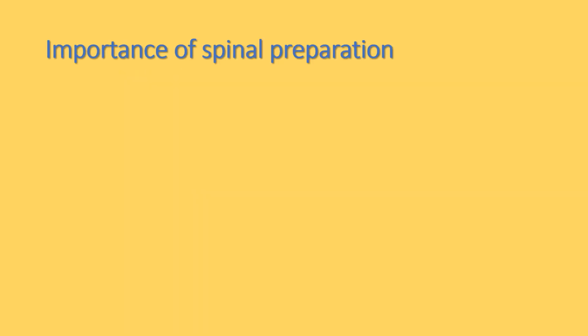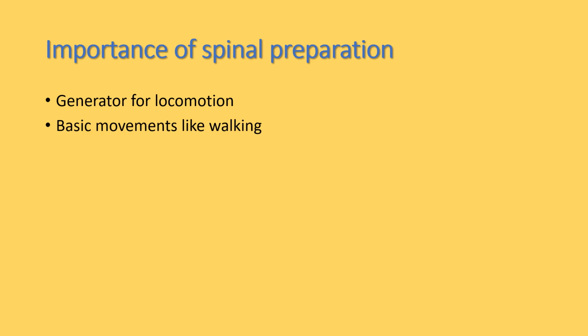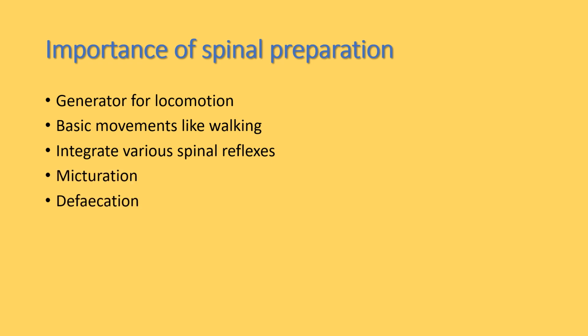So the importance of the spinal preparation is to demonstrate that the generator for locomotion is located in the spinal cord. Basic movements like walking mainly depend on the spinal cord. It integrates various spinal reflexes, and micturition, defecation, and sexual activities all depend on the intactness of the spinal cord. Otherwise, it produces difficulty in micturition, difficulty in defecation, and difficulty in sexual activities.